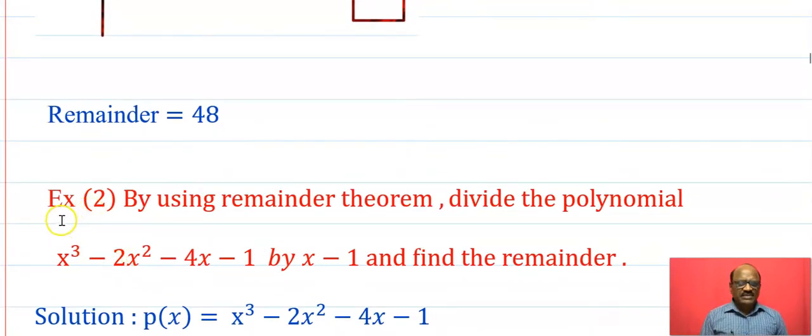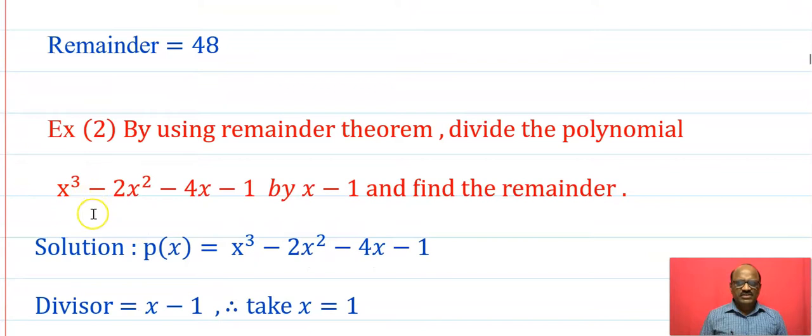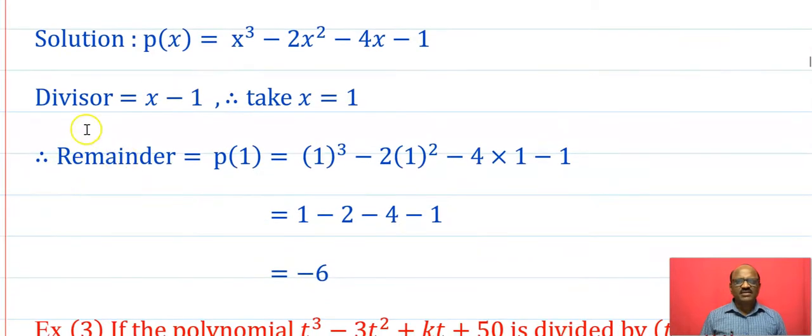Now, second example. By using the remainder theorem, divide the polynomial x raised to 3 minus 2x square minus 4x minus 1 by x minus 1 and find the remainder. Now the dividend is the given polynomial x cube minus 2x square minus 4x minus 1. Divisor is x minus 1. Take x equals 1. The remainder is found by replacing x by 1 in this polynomial. That is p of 1 equals.